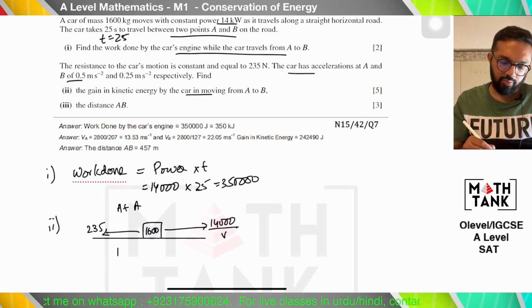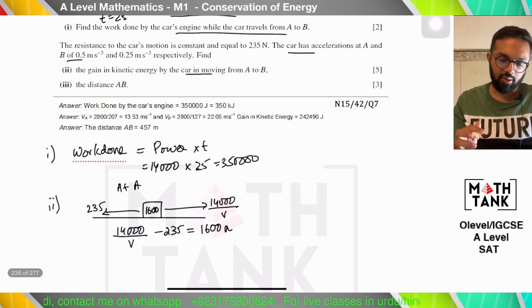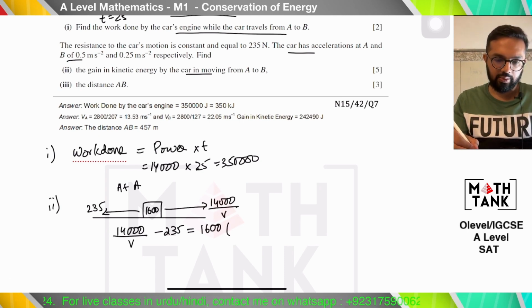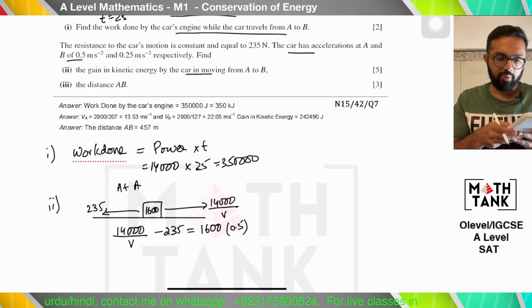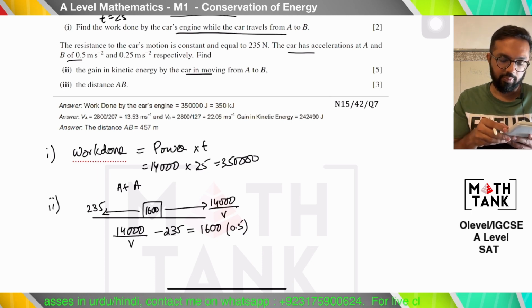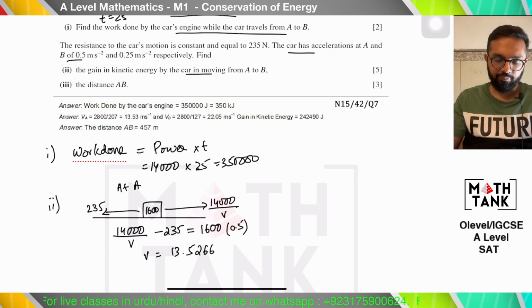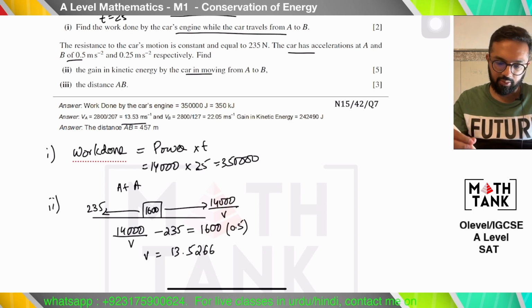So 14,000 over V minus 235 equals 1600 a, and a in this case is 0.5. So 1600 into 0.5 plus 235, 14,000 divided by the answer gives me a very weird V, 13.5266. Okay, yeah, 13.53. I'm doing it fine.